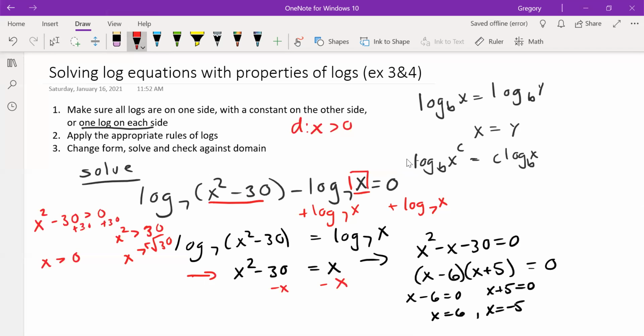So I have, sorry for my writing. Let me try to make that more clear. So x is greater than or equal to plus or minus the square root of 30. And of course, x is greater than 0.